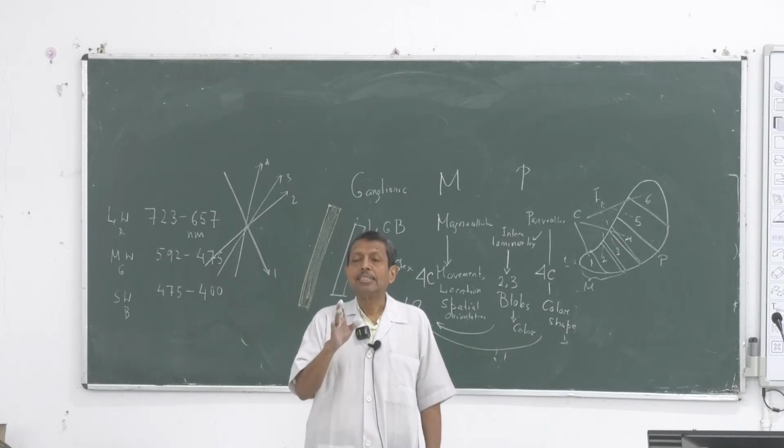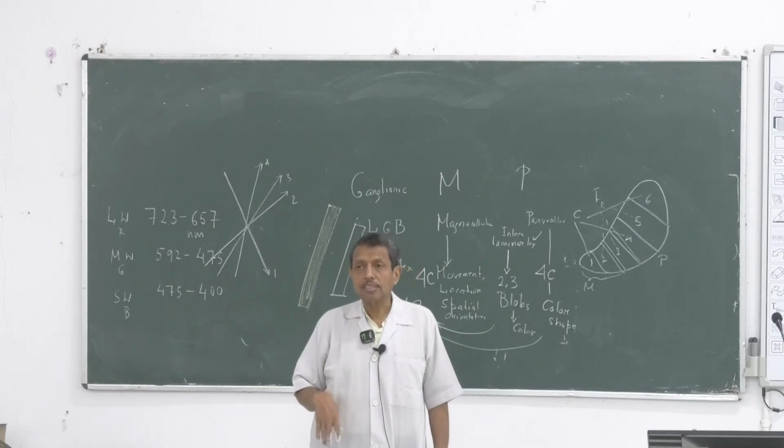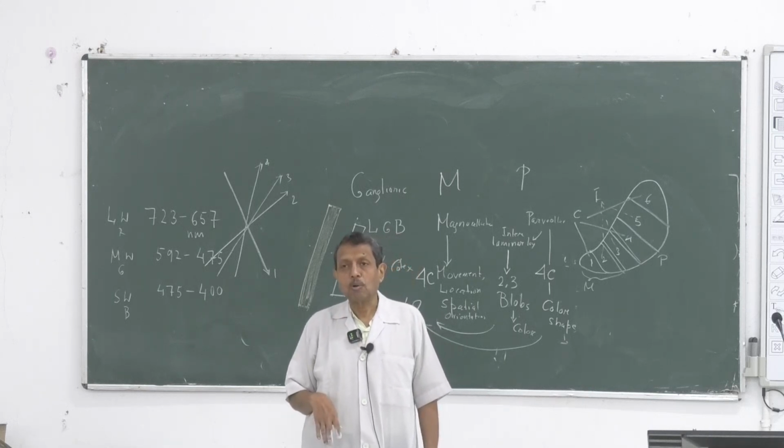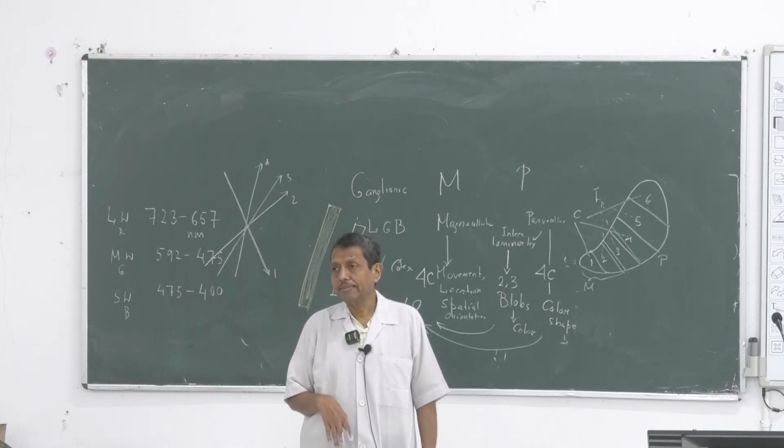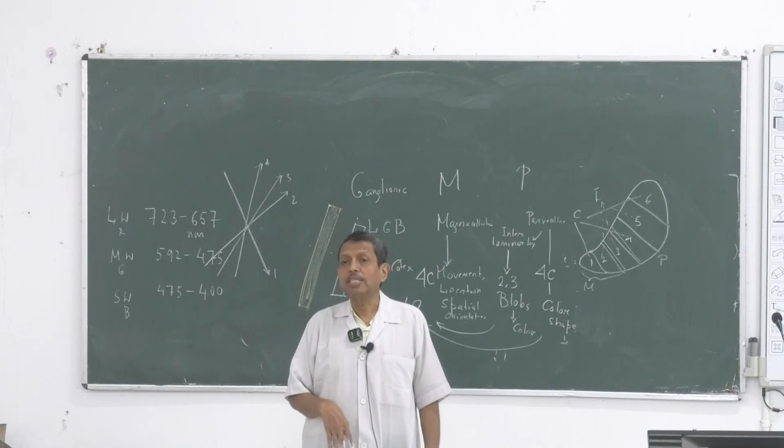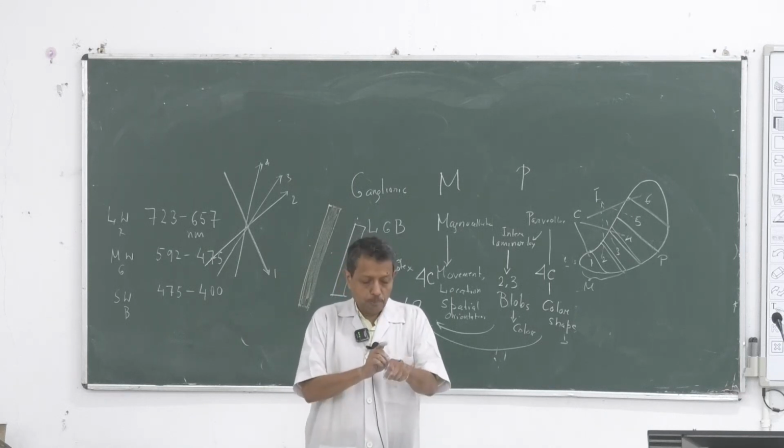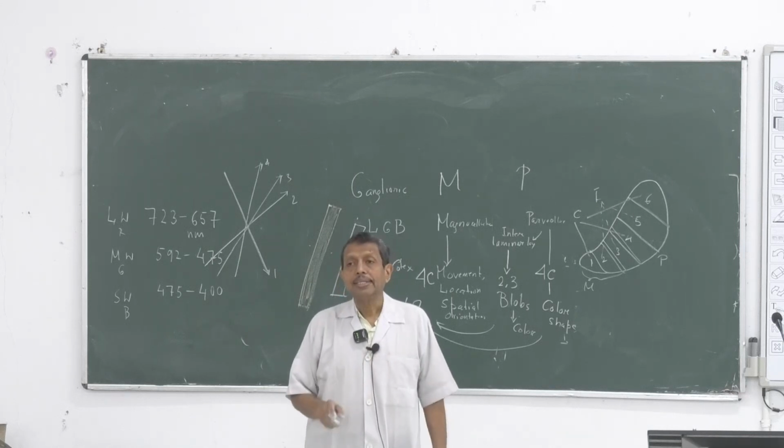And there are color opponent cells and three types of cones. The Young-Helmholtz theory has been proved, that there are three types of cones. Retinene is the same, retinene 1, but their opsins are different, so their photopigments, and so their color sensitivity, do differ.